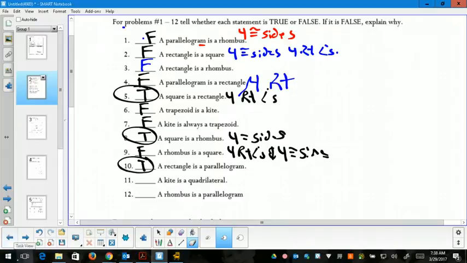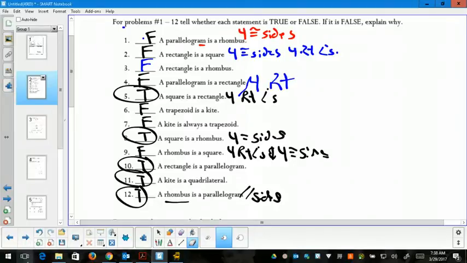Kite is a quadrilateral. Quadrilateral has how many sides? 4. Does a kite have that? So that's true. Now if I said a quadrilateral is a kite, that would be false. It could be, but it doesn't have to be. It could be another shape. A rhombus is a parallelogram. Parallelogram has 2 sets of parallel sides. Rhombus does have 2 sets of parallel sides, opposite sides parallel. So that is true. So 5, 8, 10, 11, and 12 are true.